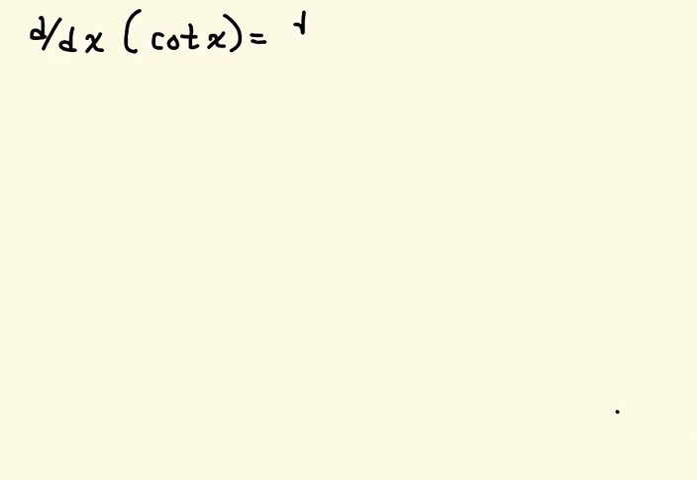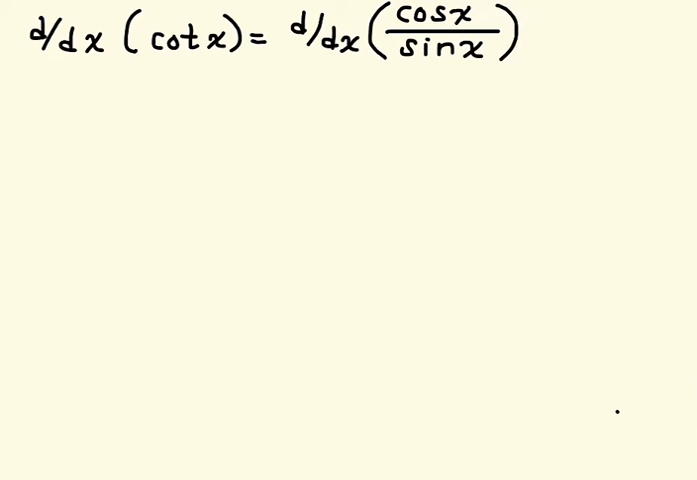Well, we don't need to use the limit as h goes to 0 of the difference quotient, which is the definition of the derivative, because we know that the cotangent is the ratio of the cosine over the sine. So it's the cosine of x over the sine of x. And since we know the derivative of the cosine and the sine, we can merely use the quotient rule.